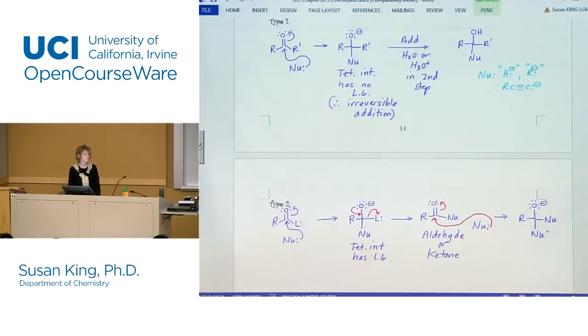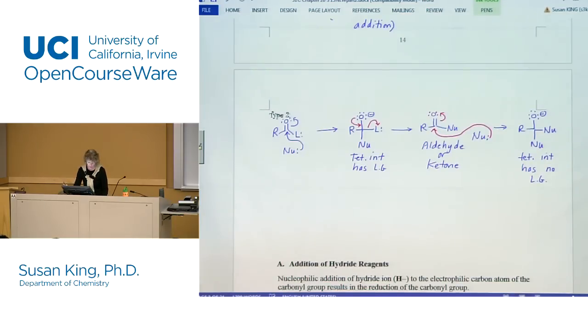Do we have a leaving group? No, nothing can leave. Okay, so it's going to be just like this. The tetrahedral intermediate has no leaving group, so that means we're going to add water or H3O plus, we'll just say H2O, in a second step. And that's our product. So we're also making an alcohol, except this time we have two nucleophiles incorporated.